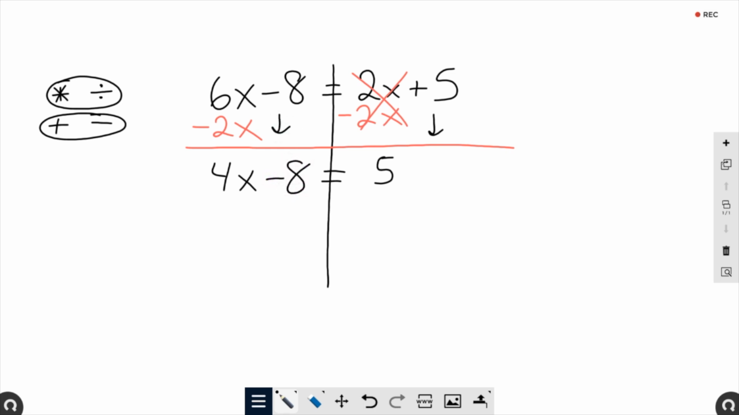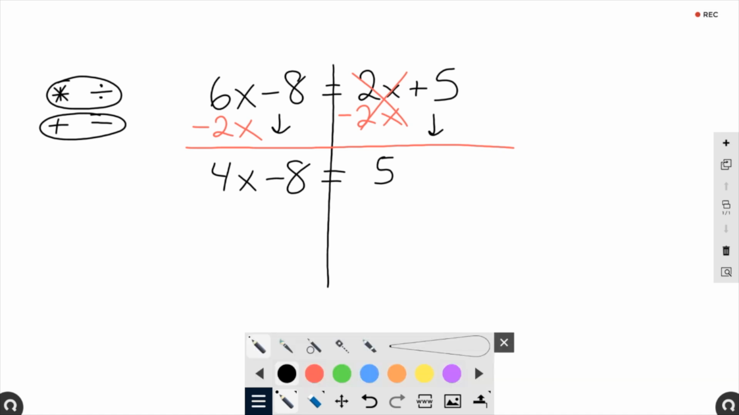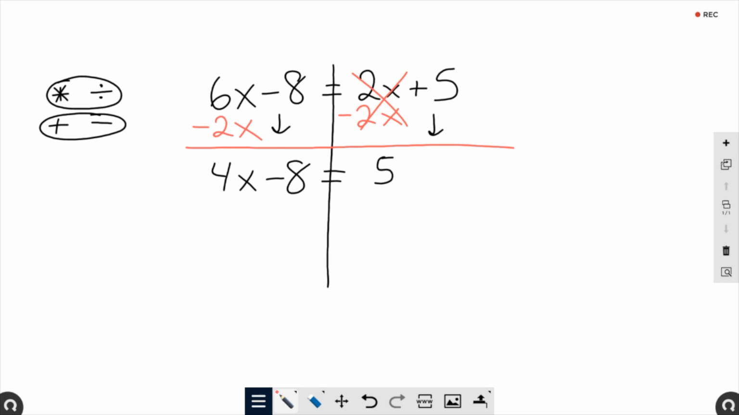Now I end up with a 2-step 7th grade equation. In this equation I have 4x minus 8 equals 5. Now I need to get rid of my constant. That's the number that's adding or subtracting the variable. And in this case, that would be minus 8. The inverse of subtracting 8 would be adding 8.